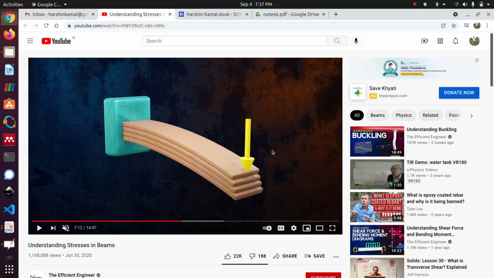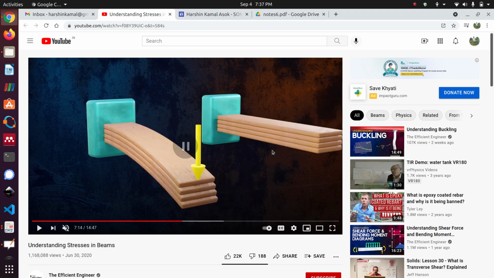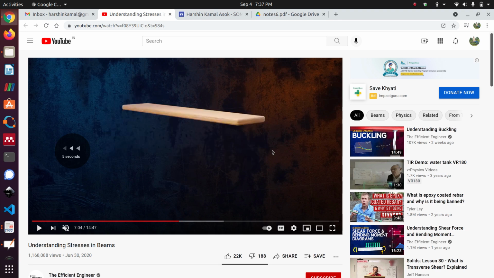One layer of material tends to slide over the other layer of material when shear stresses are acting upon the material. So this is the shear flow. This is the shear stress I've talked about, which I've shown you in the previous section.